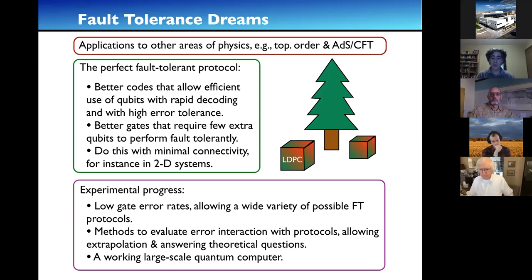Another thing on my wish list, as I said, is a way to understand the way errors interact with experimental protocols. And that would be very useful for answering some of these theoretical questions. It would be nice to get experimental answers to these questions that we're asking. And then finally, of course, the ultimate dream, which combines theoretical and experimental progress, is to make a working, large-scale, fault-tolerant quantum computer. So thanks.